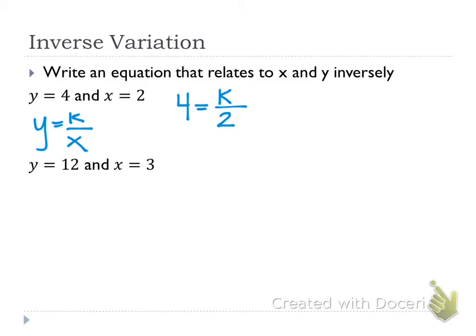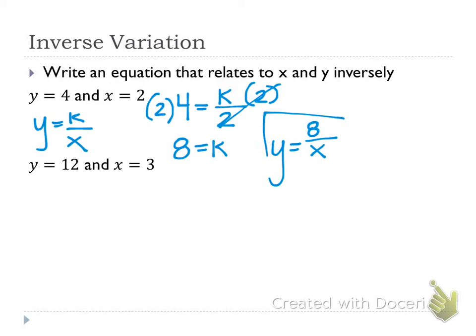Now ask yourself, what's happening between the k and the 2? Division. So the only way to get k by itself is I multiply by 2. That cancels out there. I multiply by 2 on this side, and I get 8 equals k. All right? Again, that is not my final answer. I've got to go back to my formula, which is y equals k over x, and only plug in k. So it's going to be y equals 8 over x. This will be my final answer.